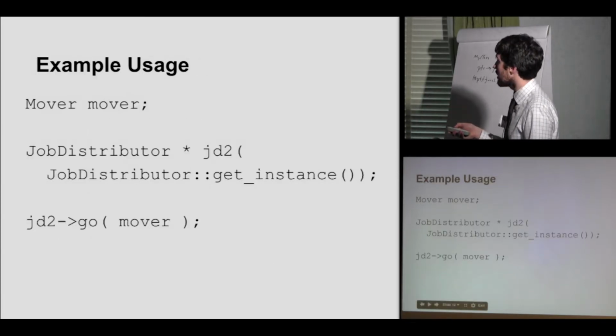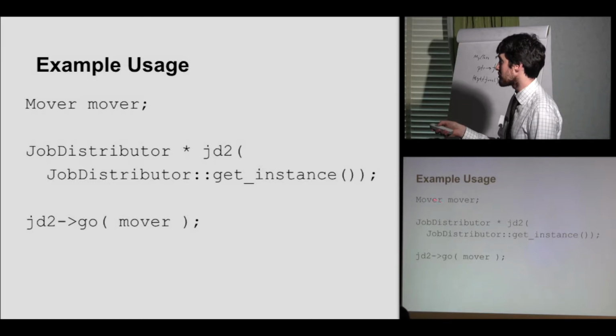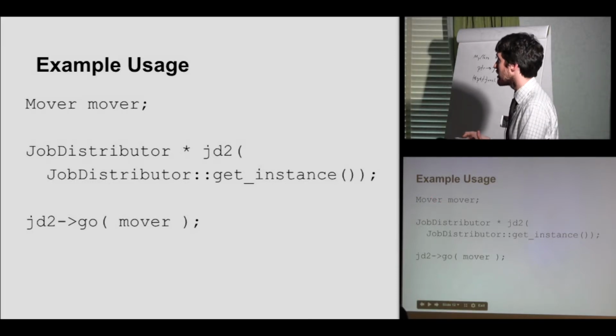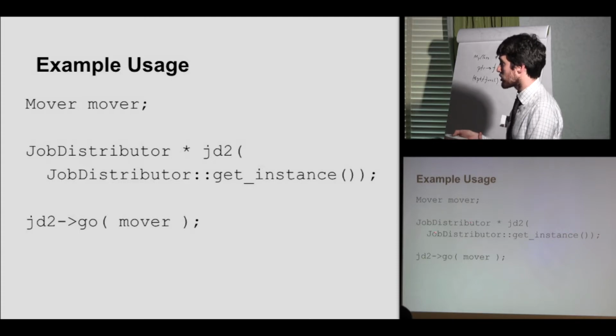Okay, so if you wanted to use the job distributor, this is how you would do it. You would define an instance of a mover. This is a base class, but perhaps it would be your derived class that you would have. You would get an instance of the job distributor. In this case, this is a function of the job distributor class, and it's called a static function, which means that you don't have to have an instance of the class in order to call the function. It's called getInstance, and what it does is return a pointer to the instance of the job distributor.